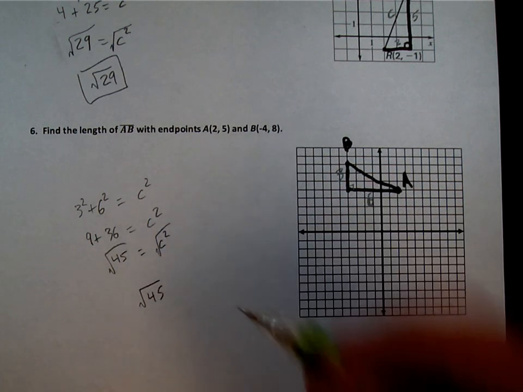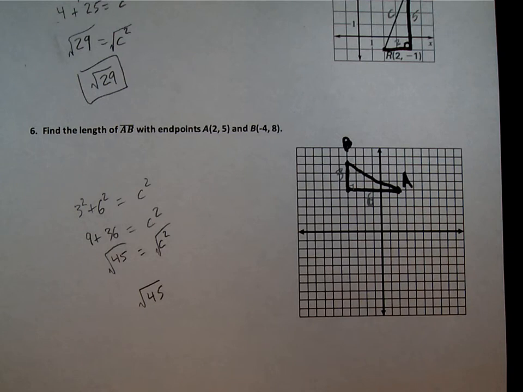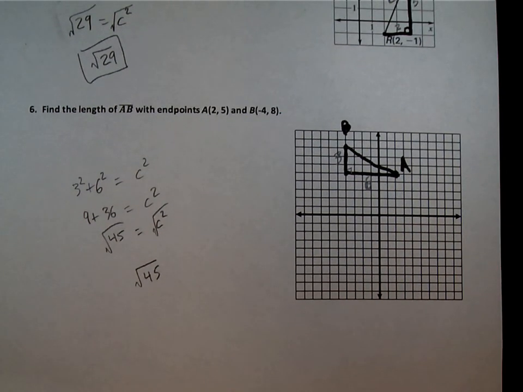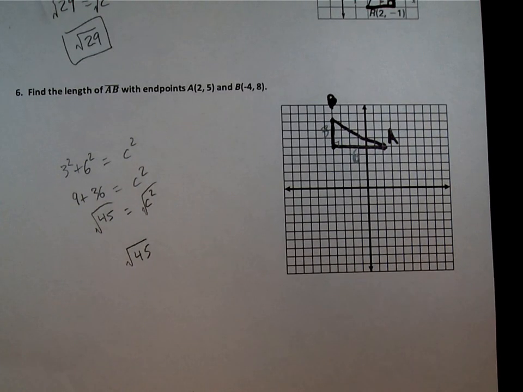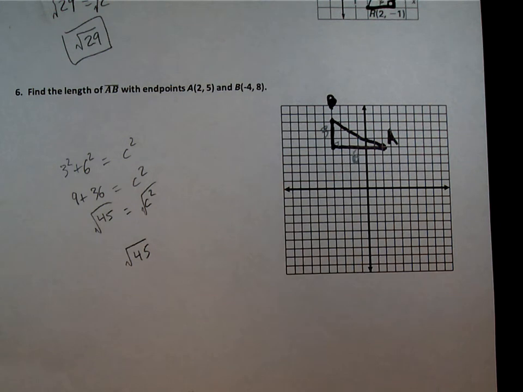Square root of 45 does not turn into an integer. Square root of 49 does, but square root of 45 doesn't. But this one can be simplified. A little different than square root of 29. I skipped over it because I didn't do it. But square root of 45 can be simplified because it has a factor that's a perfect square. What I think is the best way to simplify square roots is to make a factor tree. So let me show you how we make a factor tree on this and then determine how to simplify it.